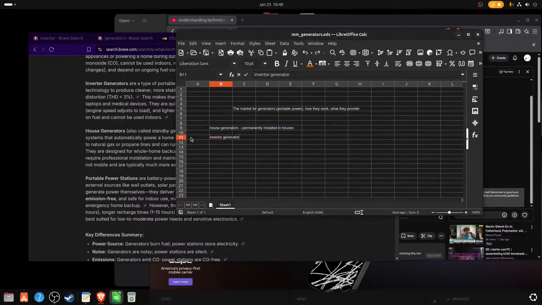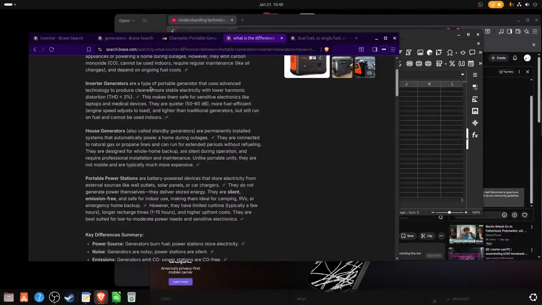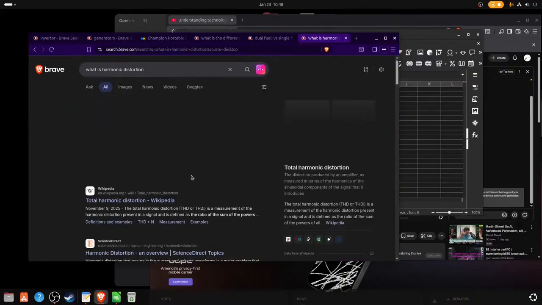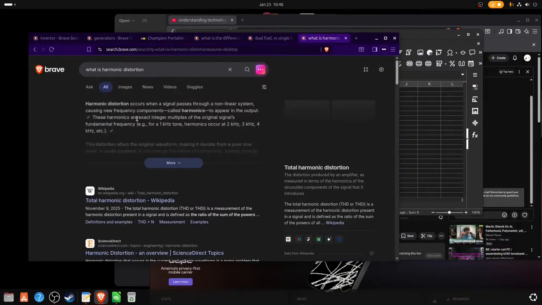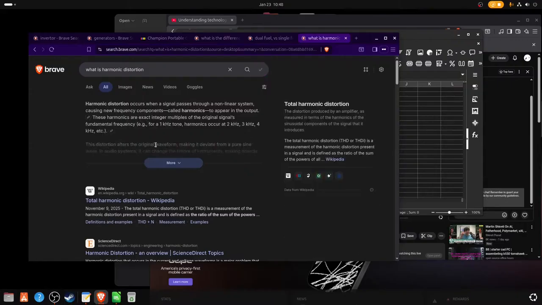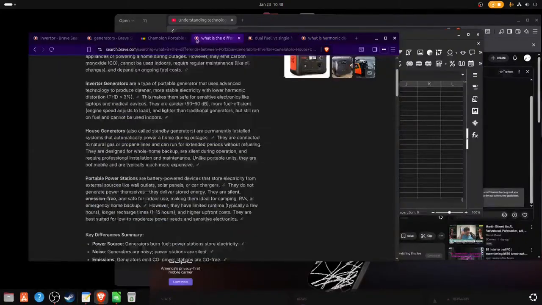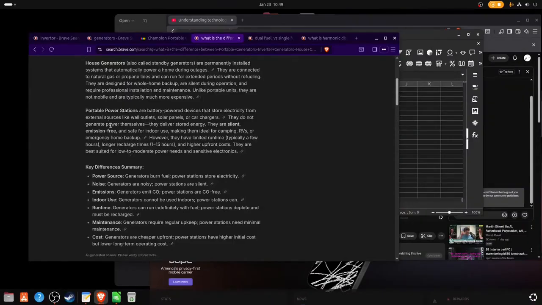Inverter generators can't be used inside and are more efficient. Lower harmonic distortion. I don't know what that is. What is harmonic distortion? I would imagine this is noise. Generators are pretty loud in my experience. Causing new frequency. Yeah, that's my guess. We'll see. Maybe we'll get back to that.